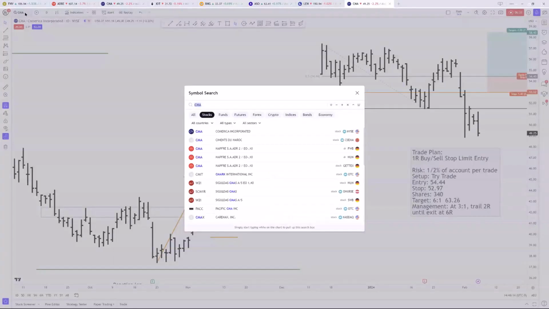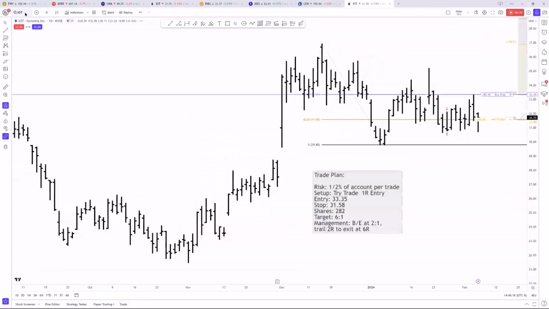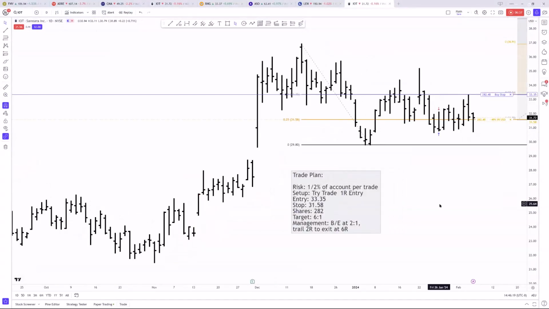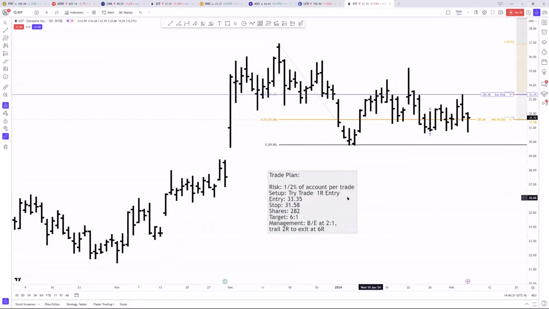IoT. All right, this one is still in play. Did I make a clear plan? Yes. Is it my method? I'm being patient, and I know exactly what I'm being patient for: an entry of 33.35. Price came all the way up within a penny and didn't stop me in. So I'm not in, and I'm still waiting.